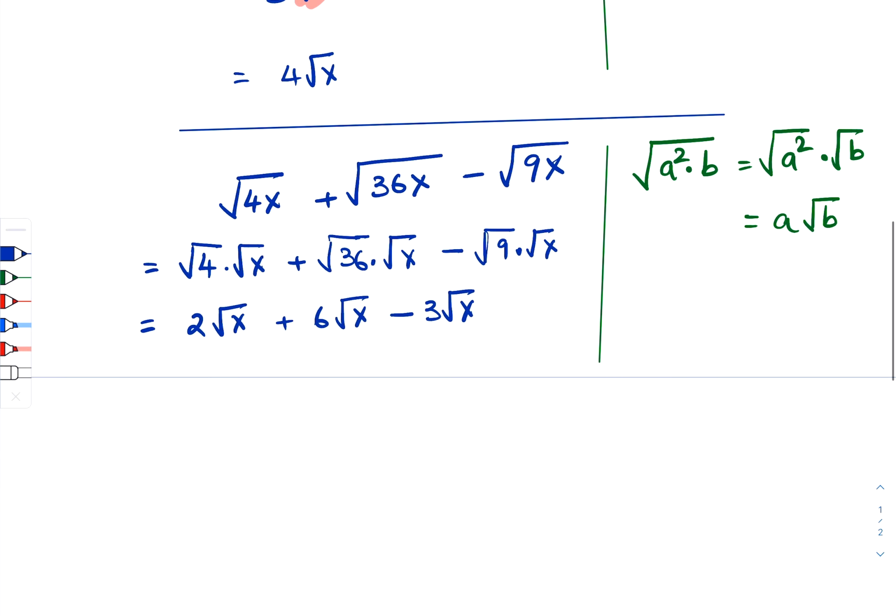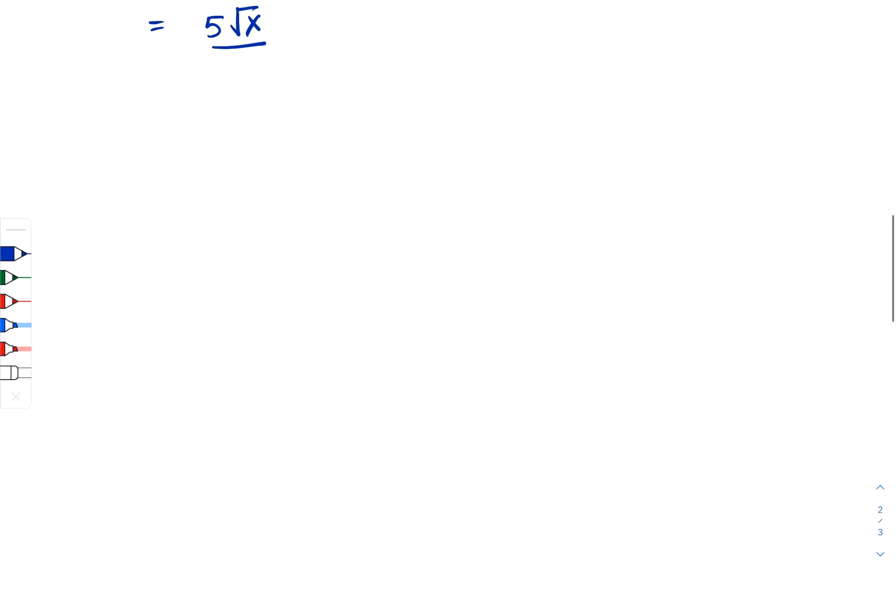Now I have the same thing here, here, and here. I'm going to go ahead and shade those. So I just have to combine the coefficients now. 2 plus 6 is 8, minus 3 is 5. 5 square root of x, and that is my answer. Okay, let's do another one.